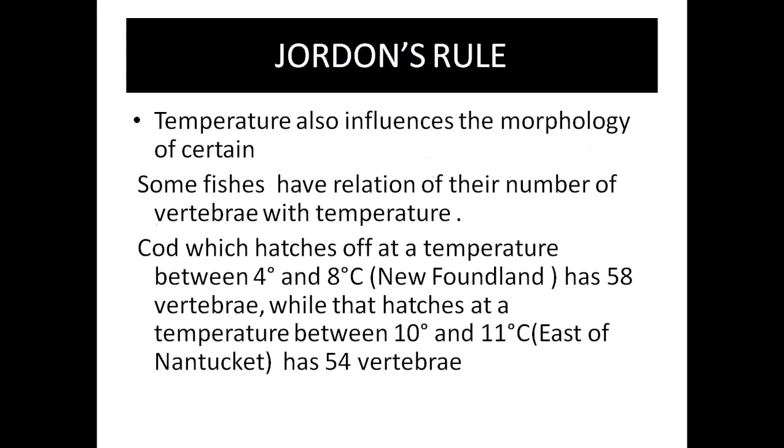Next, Jordan's rule. Temperature also influences the morphology of certain fishes. Some fishes have a relation of their number of vertebrae with temperature. Cod fish, which hatch at a temperature between 4 and 8 degrees Celsius, that is near Newfoundland, have 58 vertebrae, while those hatching at a temperature between 10 and 11 degrees Celsius, that is east of Nantucket, have 54 vertebrae. Means colder temperature cod fish have more vertebrae, and slightly hotter temperature cod fishes have a lesser number of vertebrae.